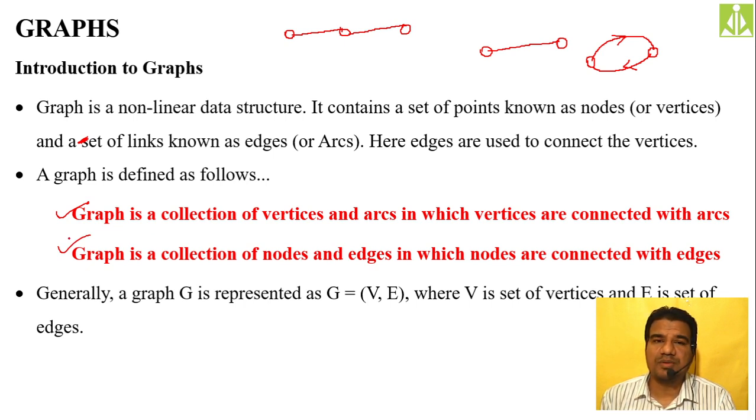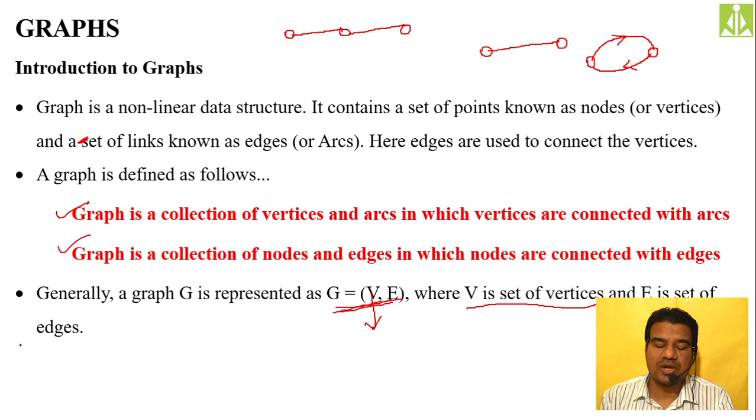So in order to represent a graph G, what we do? We said a graph is a collection of vertices and edges. So simply put those vertices and edges between parentheses, separated by a comma. So like this we represent. Over here you can see G is equal to V comma E, where V is the set of vertices. And what is this E? E is the set of edges.